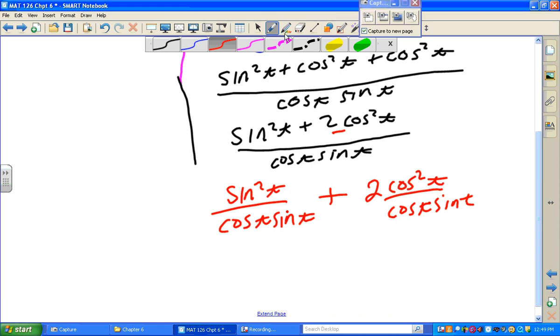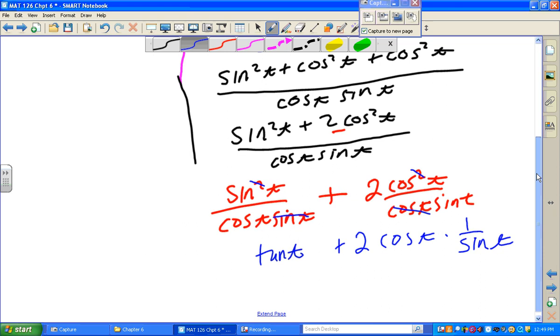How do you simplify this? Well, one sine will divide off. What's sine over cosine? Tangent. Another cosine will divide off here. What's 2 cosine times 1 over sine? That gives us our cosecant.